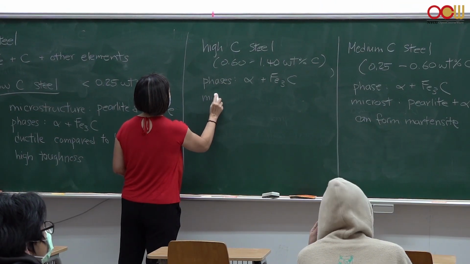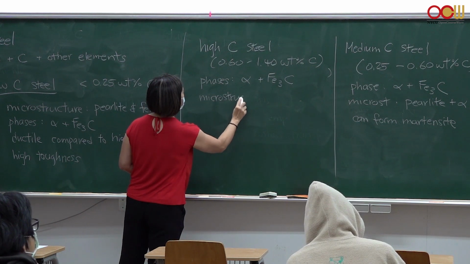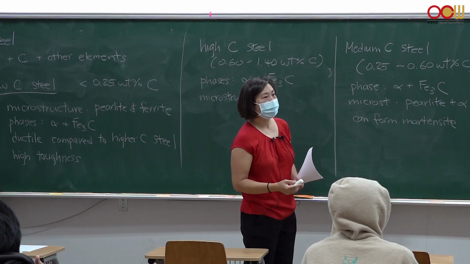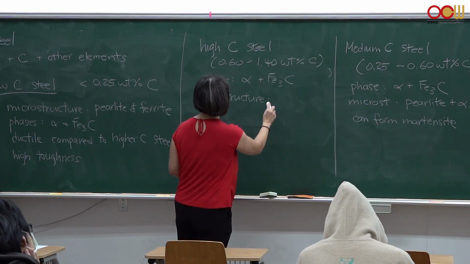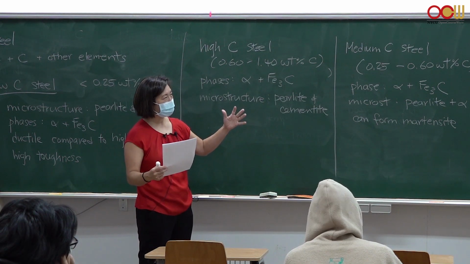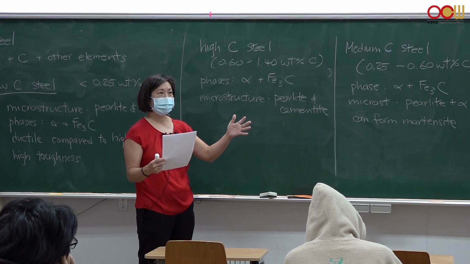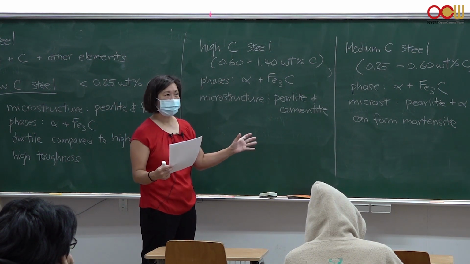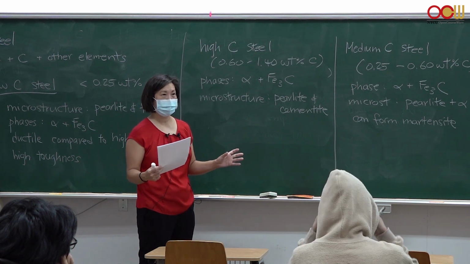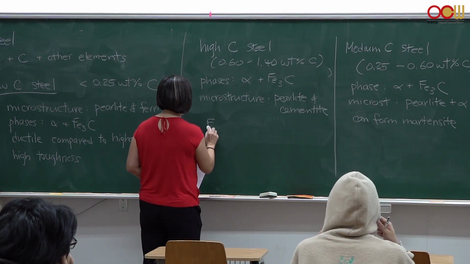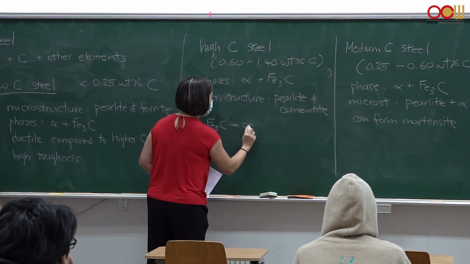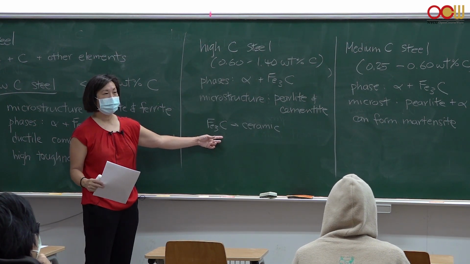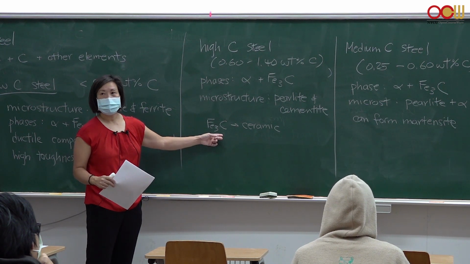The microstructure will be a little different than the low and medium. So you will have perlite and cementite. You're forming not just layers of cementite, but an actual matrix of cementite and larger particles of cementite when you have a high carbon steel. Cementite, Fe3C, is actually considered a ceramic material because the bonding is not metallic.